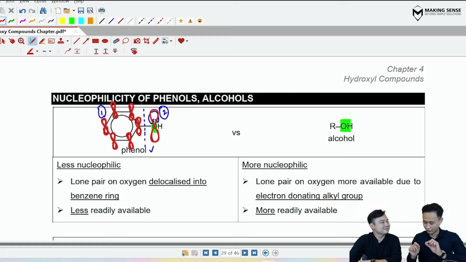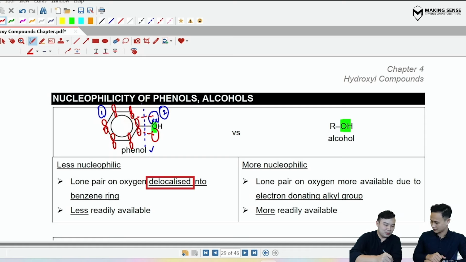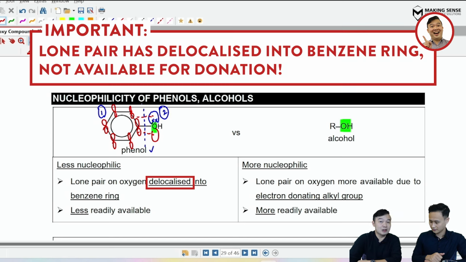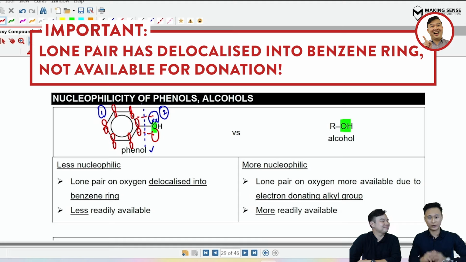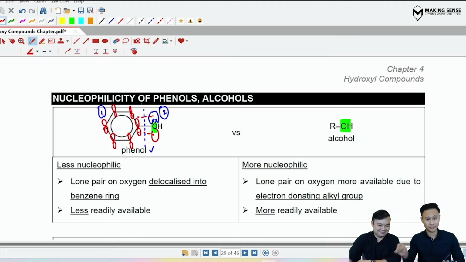So once again, you will realize that those two p orbitals there, they will sideways overlap. Now, does that mean it's available, Mr. Leong? Once it delocalizes inside, your O has lower electron density, so I think it's going to be less available for donation to an electrophile. So I believe that's going to make it a less nucleophilic reagent. Exactly, way less nucleophilic compared to your alcohol here on the right.